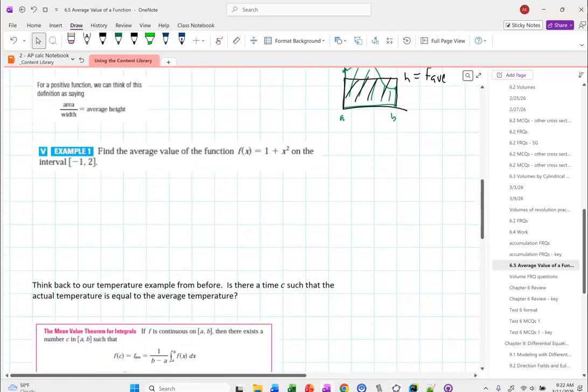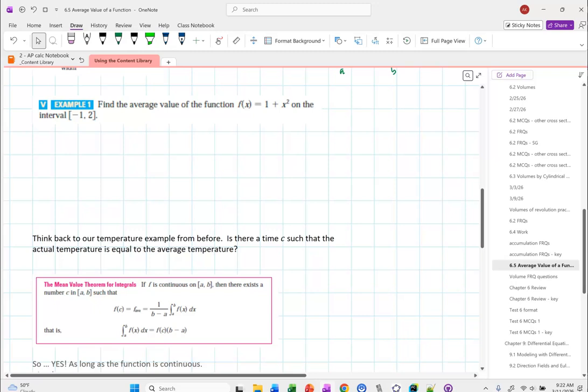All right, so let's do an example. Here it just asks to find the average value of the function f of x on the interval from -1 to 2.